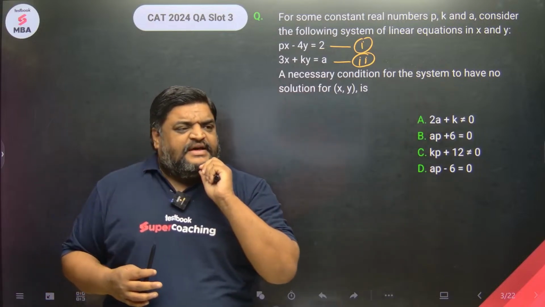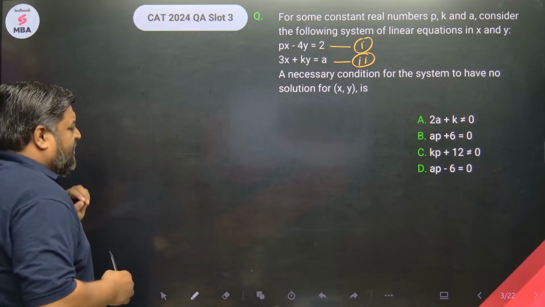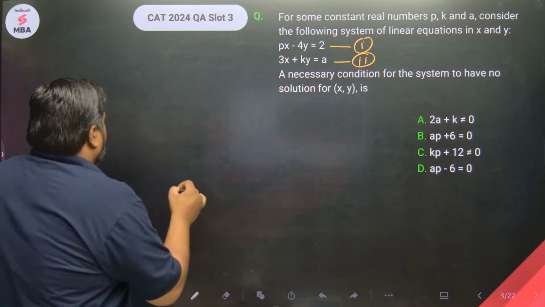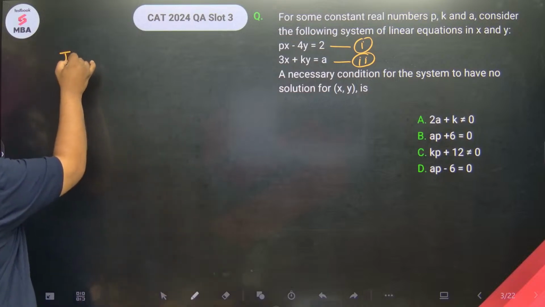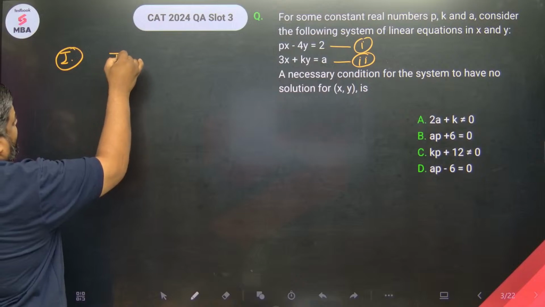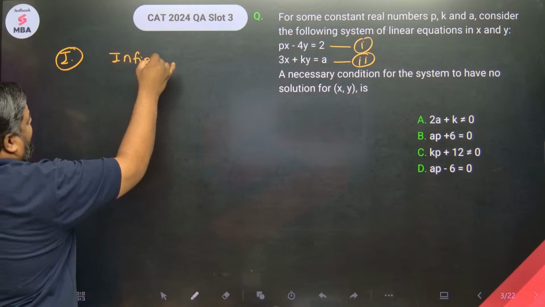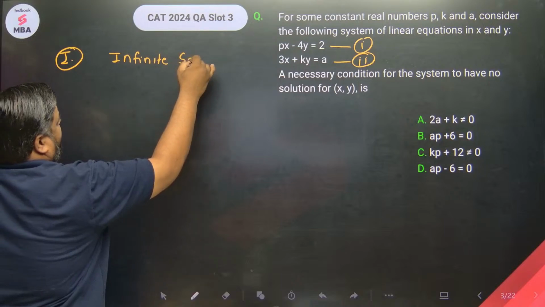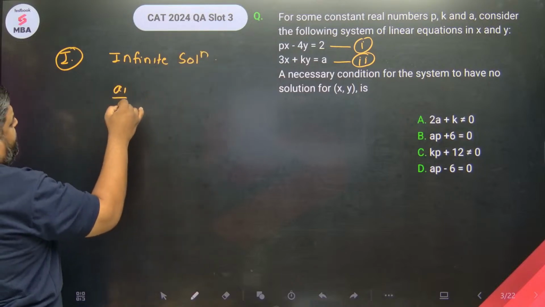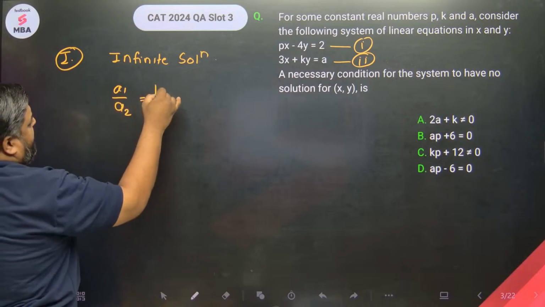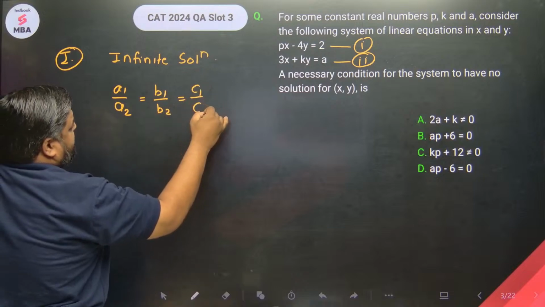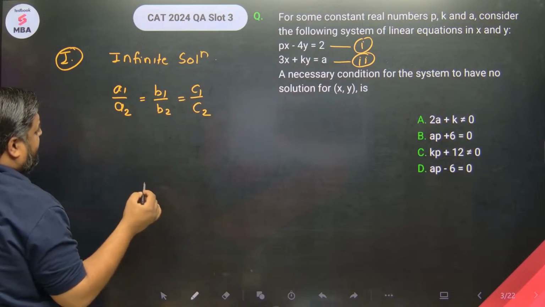We have studied three cases, right? There are three cases possible. The first case possible is infinite solution. When does infinite solution occur? When a1 by a2 is equal to b1 by b2 and this is equal to c1 by c2. This is the case of infinite solution, right?